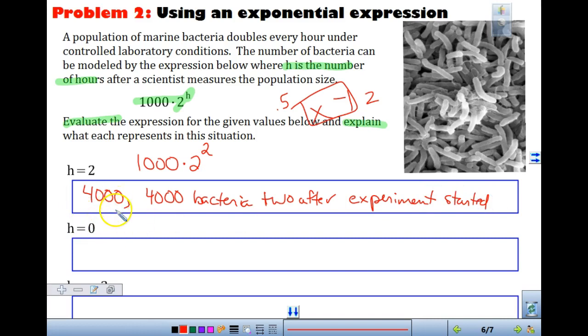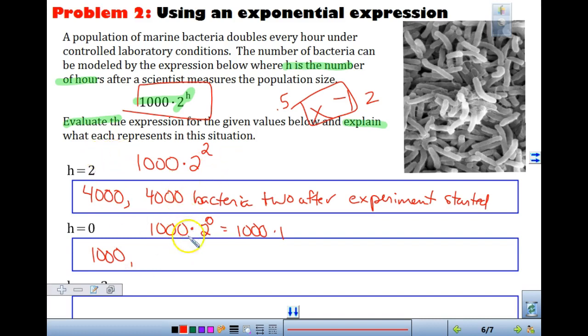The next one says H to the 0. And if I'm looking at H equals 0, I'm going to have 1,000 times 2 to the what? Hours is 0. H is 0. Going back to this equation, we're going to put in 0. But that's actually, I agree, 1,000 times 1, which is 1,000. And that's our evaluate.